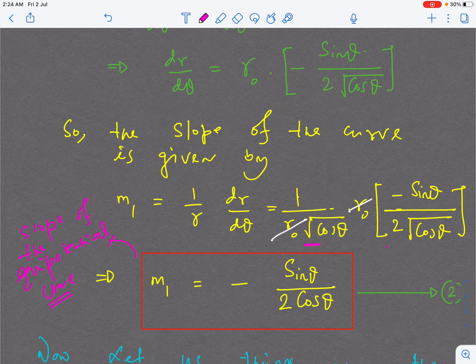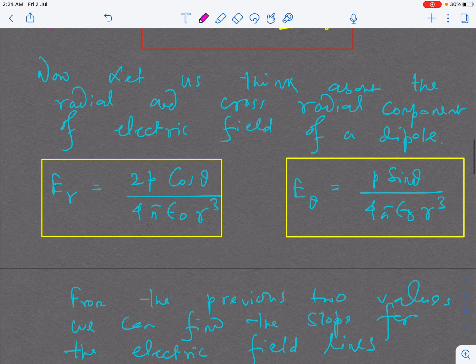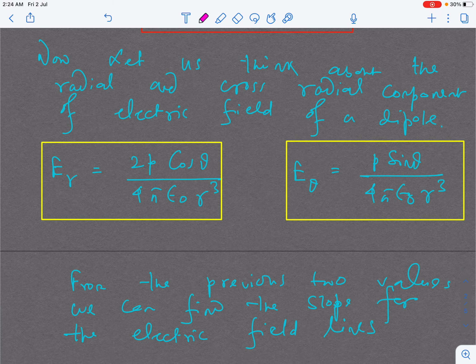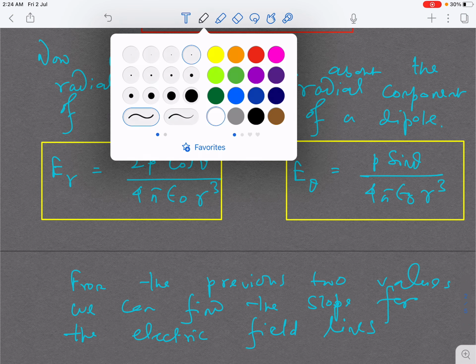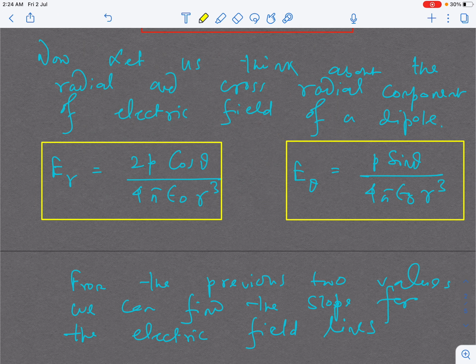Alright. Next, let us try to figure out the slope for electric field. Now before that, let us go for a prelude, which says that we know that for dipole the electric field on the end on and broadside on position, so called r and theta position, is given by er equal to 2p cos theta by 4 pi epsilon naught r cube, and e theta is equal to p sin theta by 4 pi epsilon naught r cube, right.